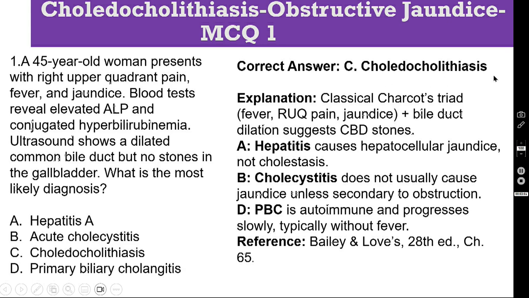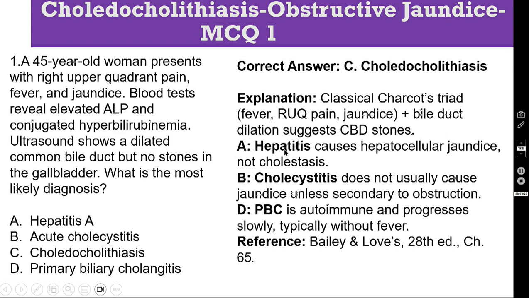It is choledocholithiasis because the classical Charcot triad, that is fever, right upper quadrant pain, plus jaundice, is there, plus the bile duct dilatation is also there, which suggests CBD stone obstruction. The common bile duct stones are obstructing. So this is called choledocholithiasis.